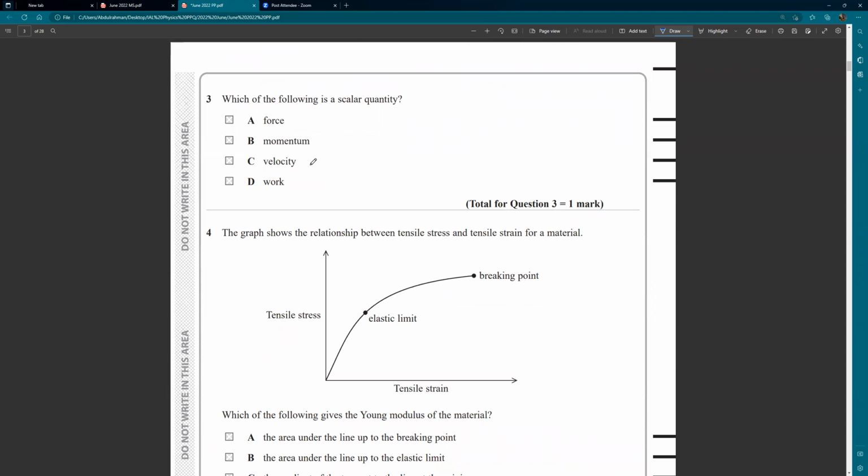Which of the following is a scalar quantity? Well, it's not force. It's not momentum. It's not velocity. All three of these have a direction. Whereas work done or energy transferred is a scalar.